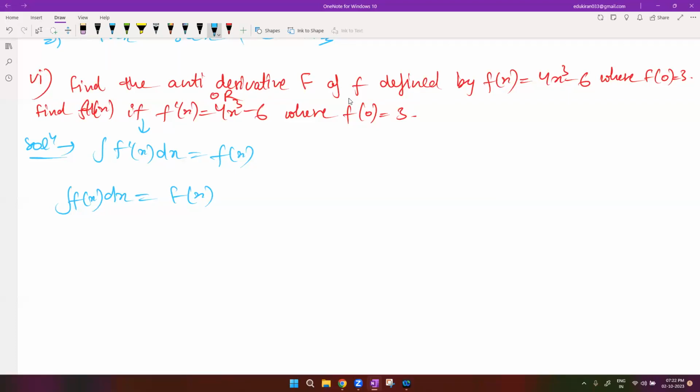Now, we know the value of small f of x, which is 4x cubed minus 6. So basically, if we integrate 4x cubed minus 6, we will get capital F of x, right? Now we can integrate this. This can be written like this: 4 into integration of x cube dx minus 6 into integration of dx. Can somebody tell me what is the integration of dx?